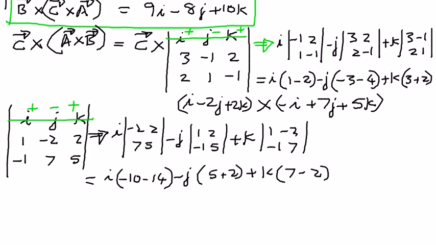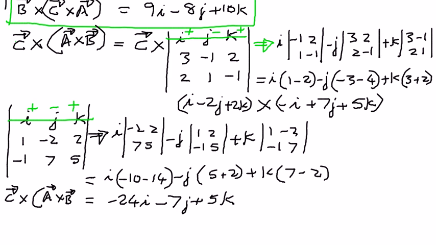So when we simplify this, this is going to be negative 10 plus negative 14, that is going to be equal to negative 24i. 5 plus 2 is 7, therefore minus 7j. 7 minus 2 is 5, therefore plus 5k. And this is the result of vector c cross vector a cross vector b. This is what we got. So let me put a box around this.